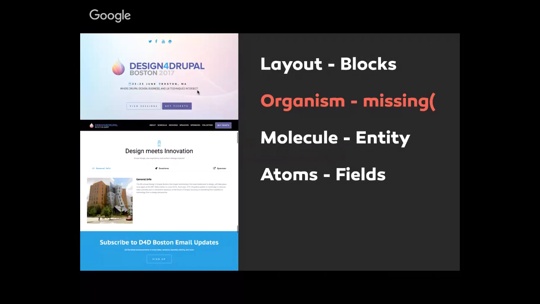We have a stack of our content. On the top of it, it's a layout. It's a global layout represented by blocks. On the bottom of it, it's atomic data represented by fields, which can be grouped together into entities, kind of molecules. But the key level of site building is still missing. That's why, as I said before, it's really hard to create flexible content on our website.